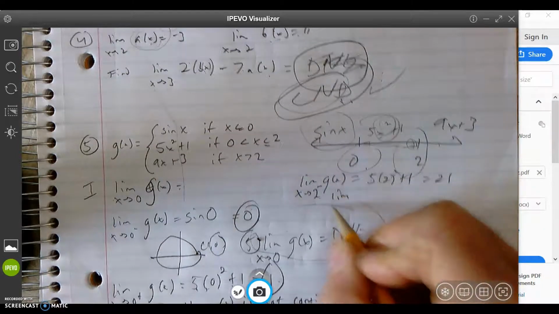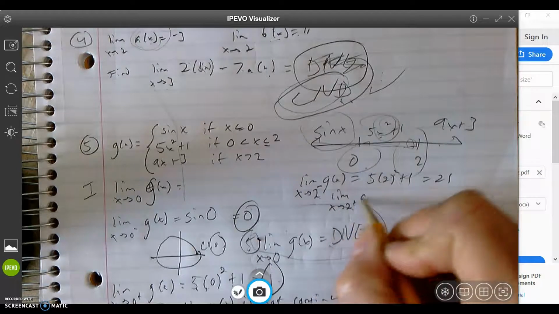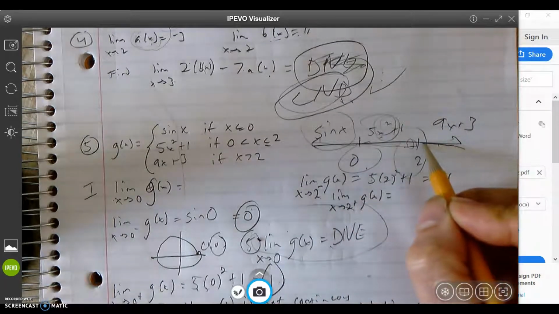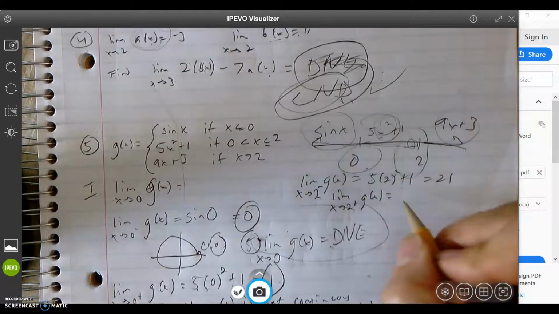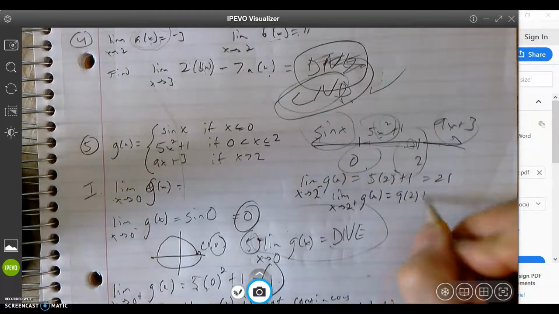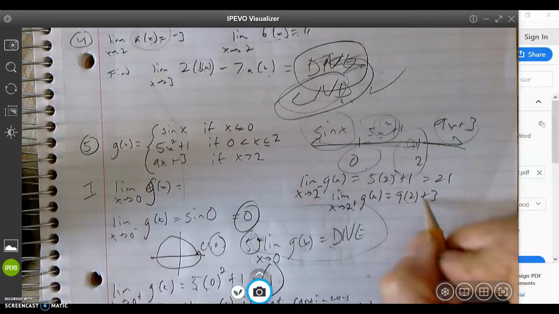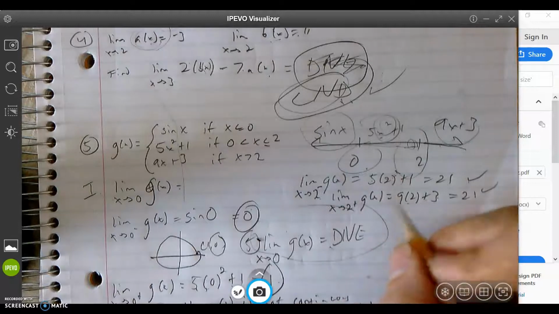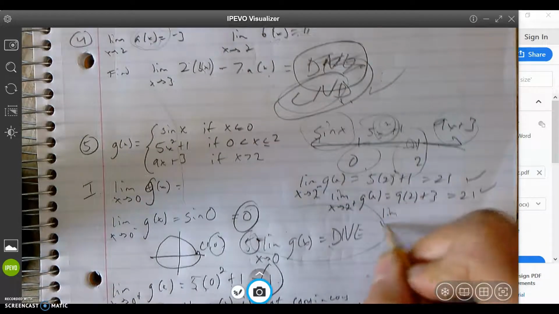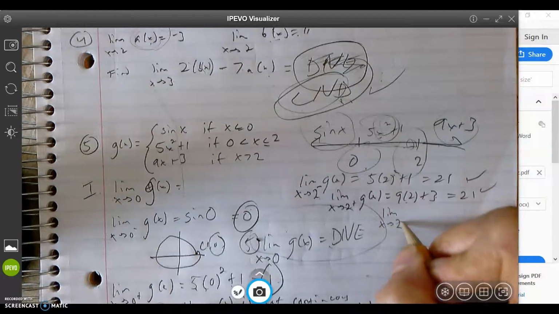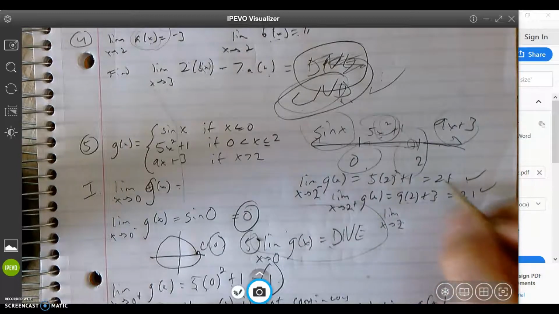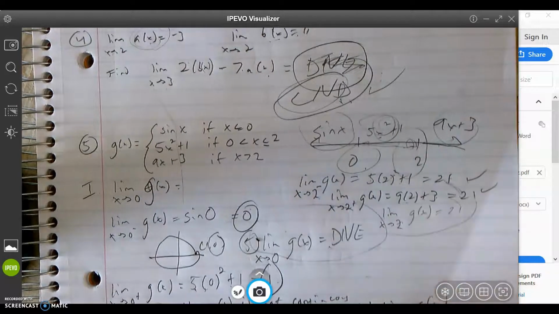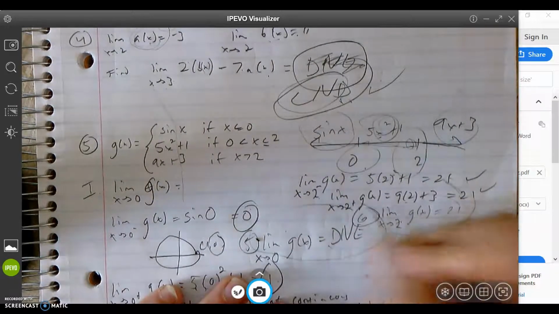And the limit as x approaches 2 from the right of g of x is here, because you're going to the right and you're getting really close to 2, so you're on this line. So that's going to be 9 times 2 plus 3, which is 18 plus 3, which is also, ding, ding, ding, 21. Cool. So the conclusion is the limit as x approaches 2 from both directions of g of x is 21. Bam. So that's number 6 right there.